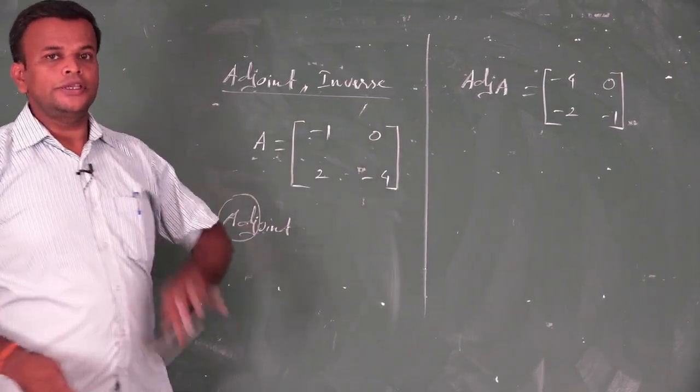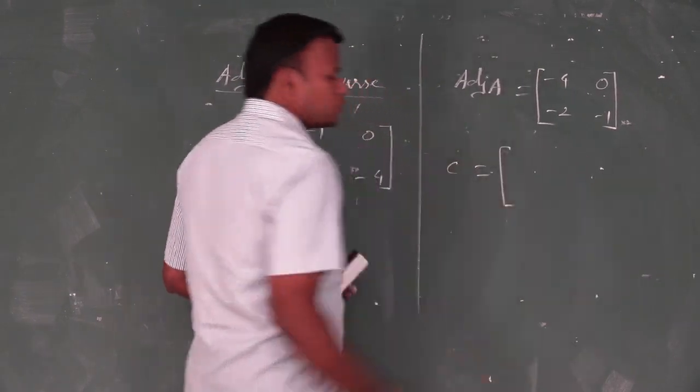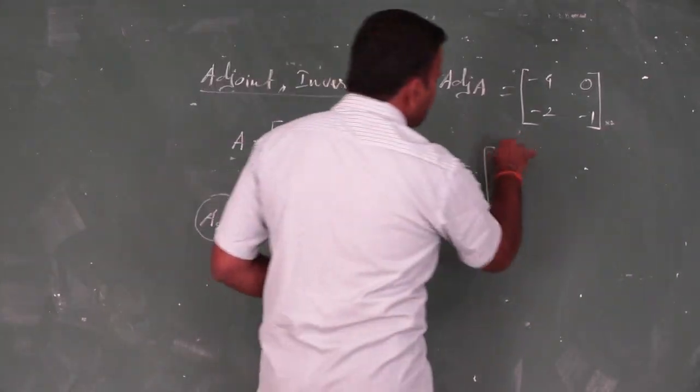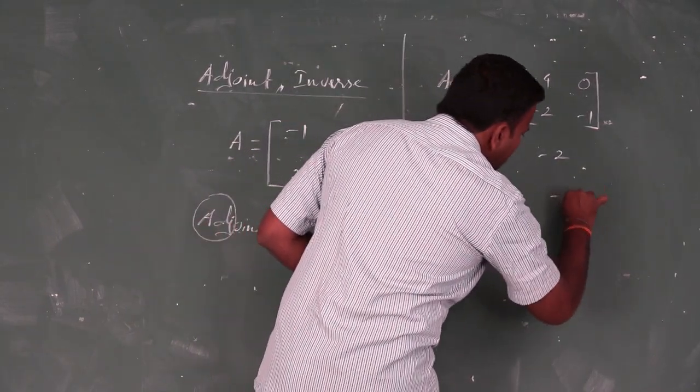It is a shortcut form to find the adjoint of any 2 by 2 matrix. I will give one more example. Suppose the matrix is C, whose values are 1, -2, +5 and -9.